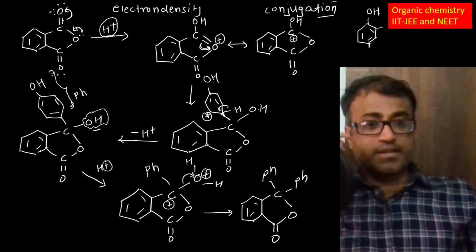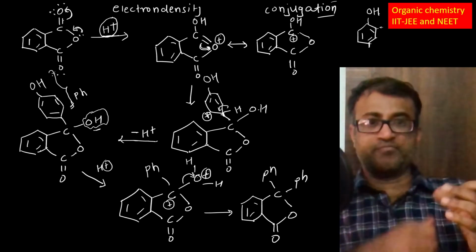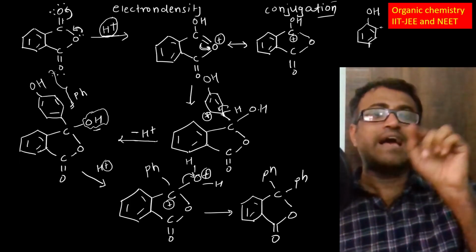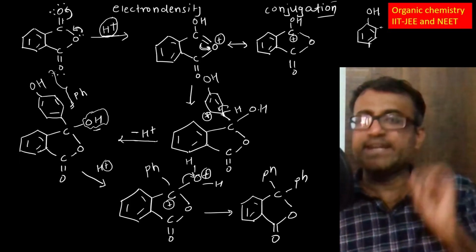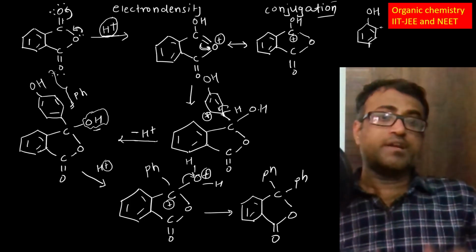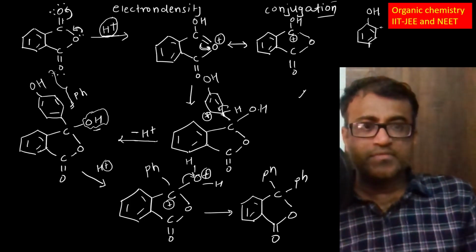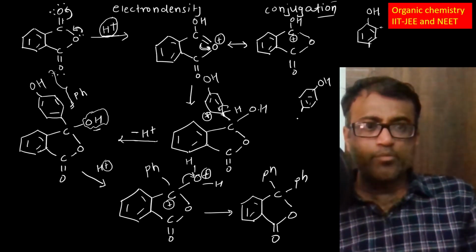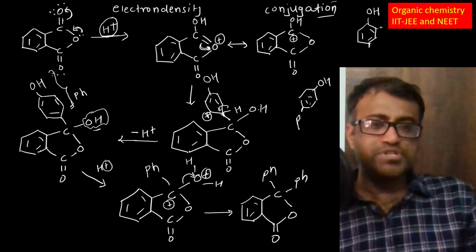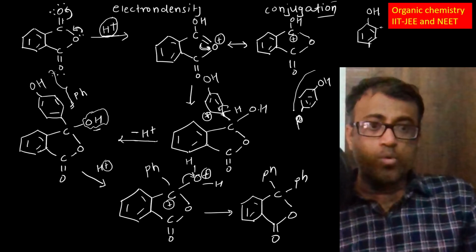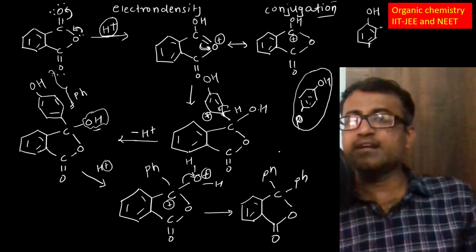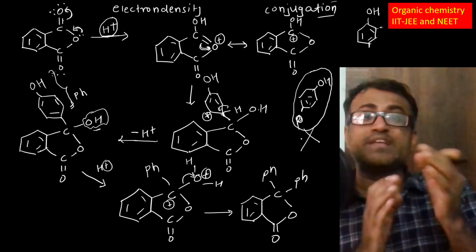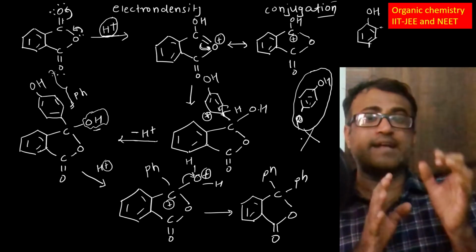तो फ्रेंड्स, अगर किसी रिएक्शन मिक्सचर में फिनॉल है, if phenol is present in any reaction mixture, it should react with phthalic anhydride in acidic medium upon heating. Agreed? However, if the phenol is substituted at para position, will it react with phthalic anhydride? No, it won't react, because the para position is blocked. For this to react with phthalic anhydride, the para position has to be free.